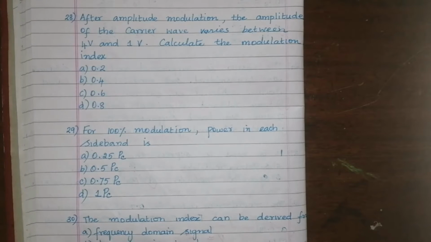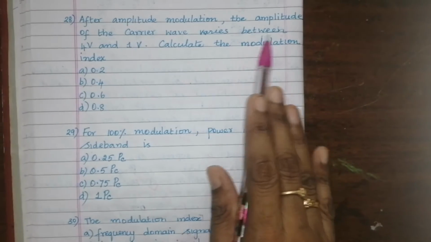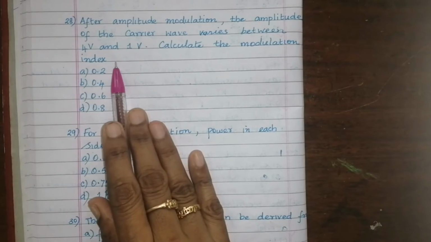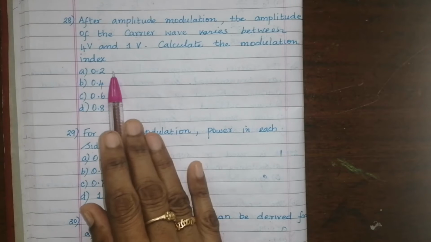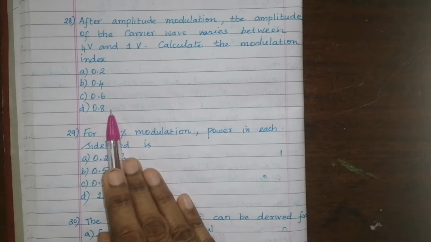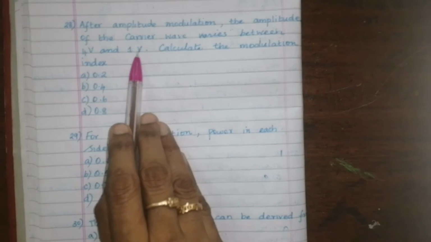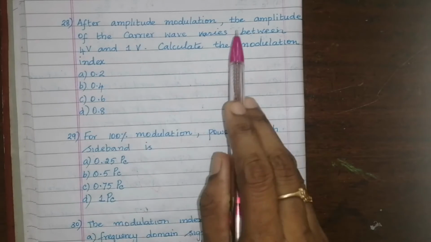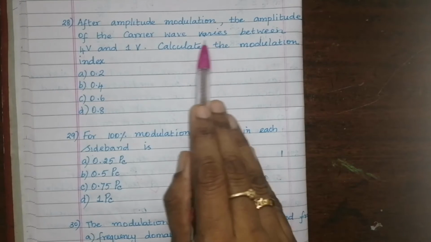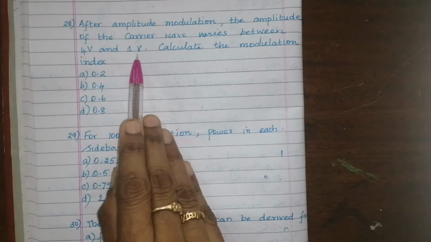Next question is, after amplitude modulation, the amplitude of the carrier wave varies between 4 volt and 1 volt. Calculate the modulation index. And 4 options are given. Option A 0.2, option B 0.4, option C 0.6, option D 0.8. What are the data given? 2 voltages are given. The carrier wave varies between. Since the word varies comes here, this is the maximum voltage, this will be the minimum voltage.